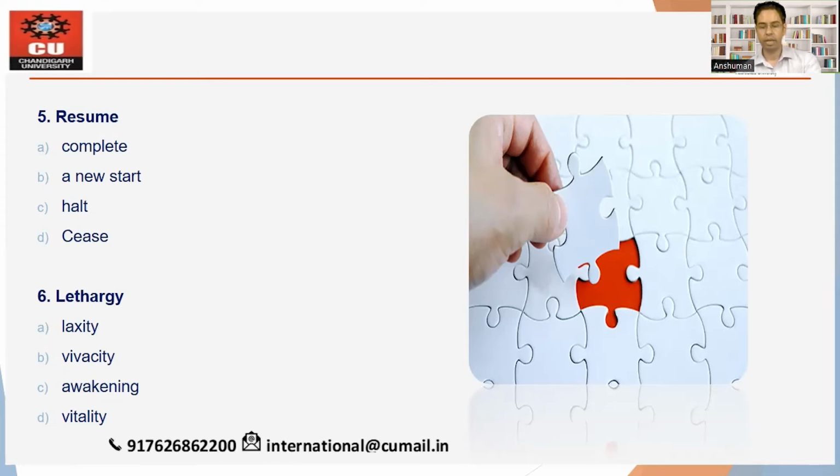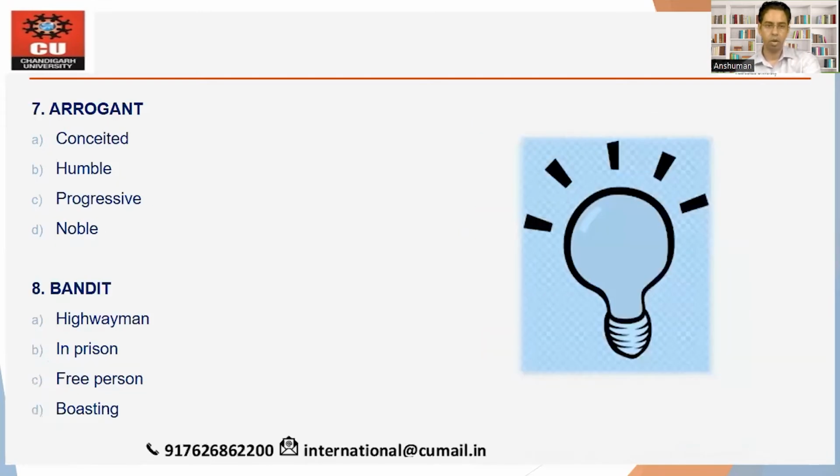Now let us move ahead and see the answer of question number 7. Question number 7 talks about arrogant. Now, what is the meaning of arrogant? We can see 4 options. First is conceited. Second is humble. Third is progressive. And fourth is noble.